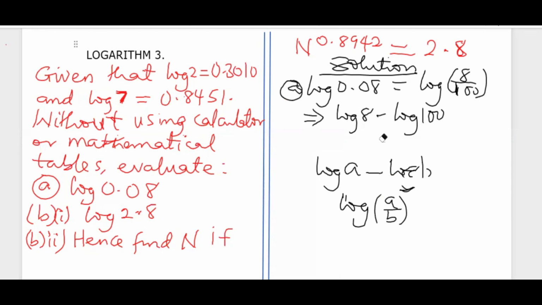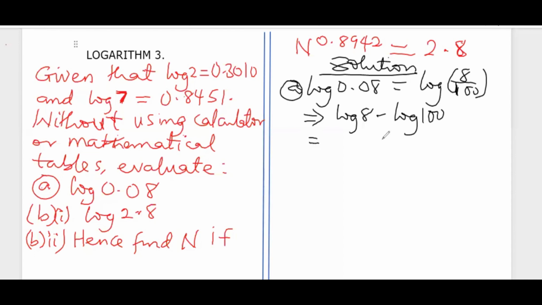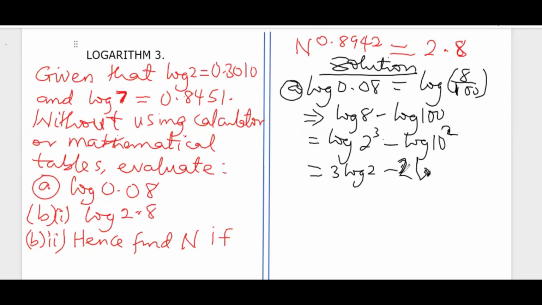So in this case, don't forget that 8 is 2 to the power of 3. So we have log 2 to the power of 3 minus log 10 to the power of 2. So we can throw the power to the back. We have 3 log 2 minus 2 log 10.